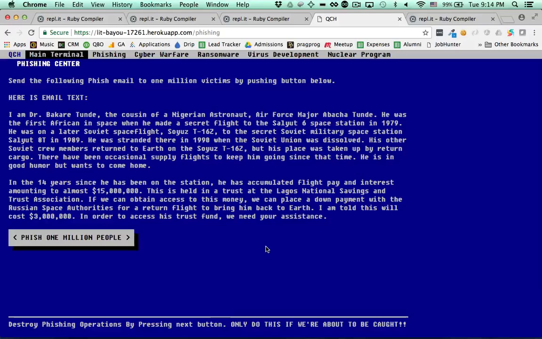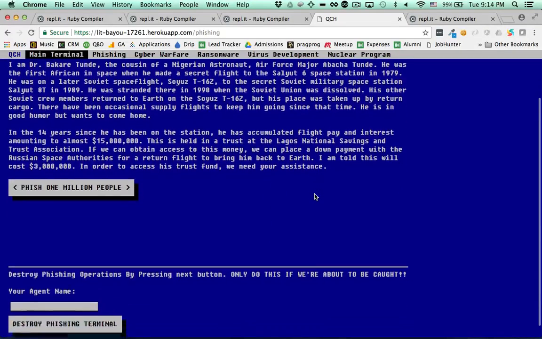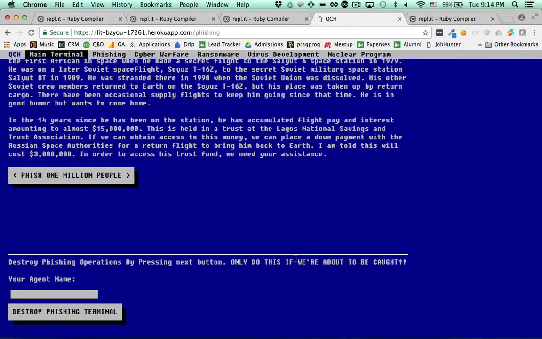Now, you can take your time whenever to read the phishing email that goes out. But you can also destroy phishing operations by pressing the next button. Only do this if we're about to be caught. So the terminal actually allows us to destroy it. It's a last resort. But to do so, you have to enter your agent name. And that you obtained from last exercise. If you forgot it or don't have it, then I will give you one you can work with. I'll Slack it on general. Or you can use your own.